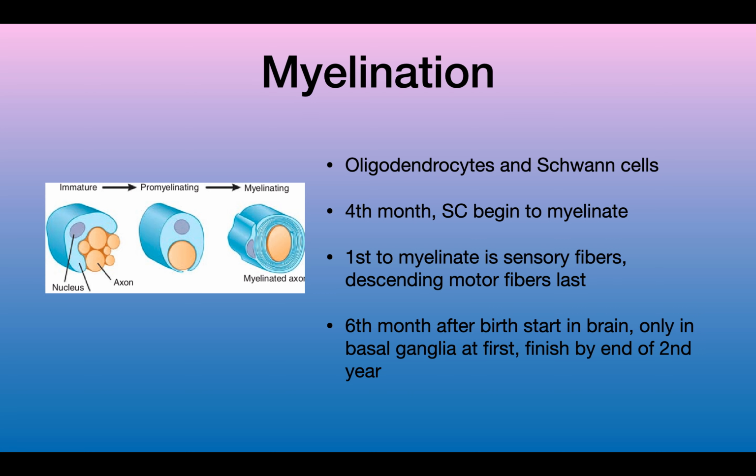Myelination is done by the oligodendrocytes and the Schwann cells. In the 4th month, the spinal cord will start to myelinate. The first to myelinate are the sensory fibers, and the descending motor fibers will be the last ones to form. Six months after birth, it starts in the brain, beginning only in the basal ganglia, and it finishes by the 2nd year.